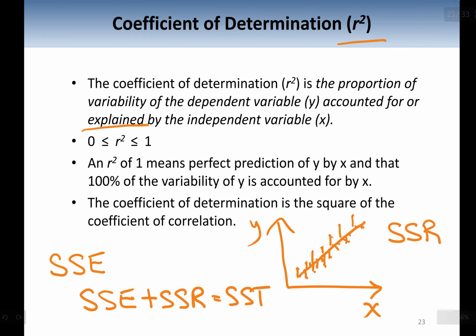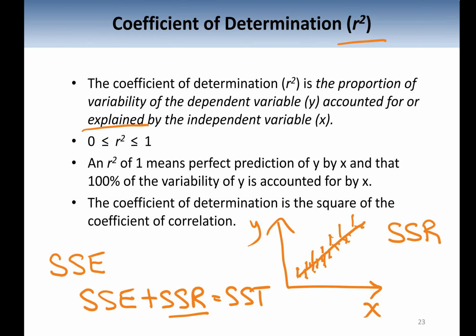Just to recap, the sum of the squares of the error is the variability that is not explained, or unexplained, by the regression line. And the sum of the squares of the regression is the explained variability. Add those two together, and you get the total sum of the squares, or the total variability.